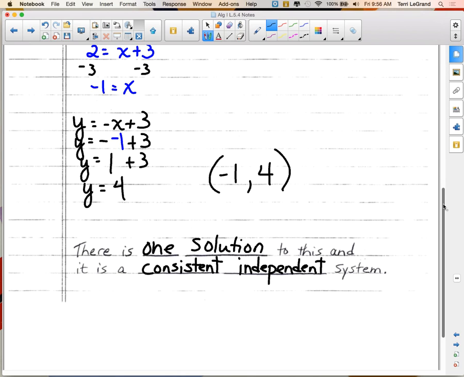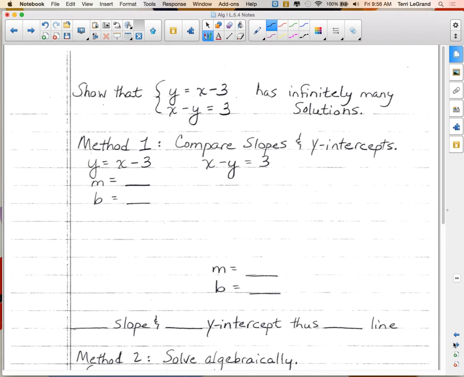If I'm going to use the algebraic method, now I just go about solving it either by substitution or elimination. I see what happens, and then I can say, oh, I got exactly one solution for this one. I can now name it as a consistent, independent system. Okay, let's go to the next one, the next type.